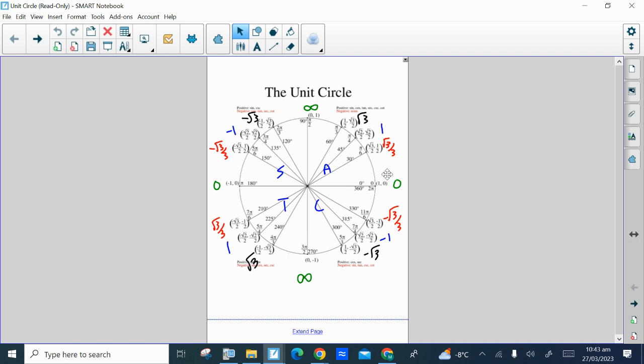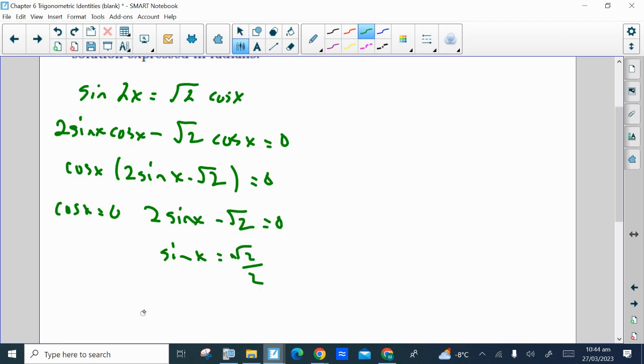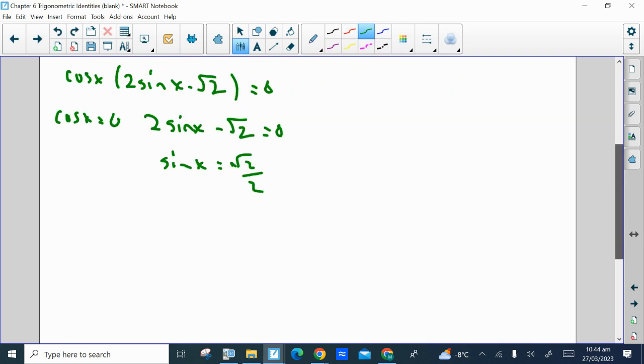Cosine, the x value, equals 0 here, up here at pi on 2 and down here at 3 pi on 2. And because those two angles are equidistant apart no matter which direction we go, we can just say that it's every multiple of pi on 2, because we want general solutions here in radians.